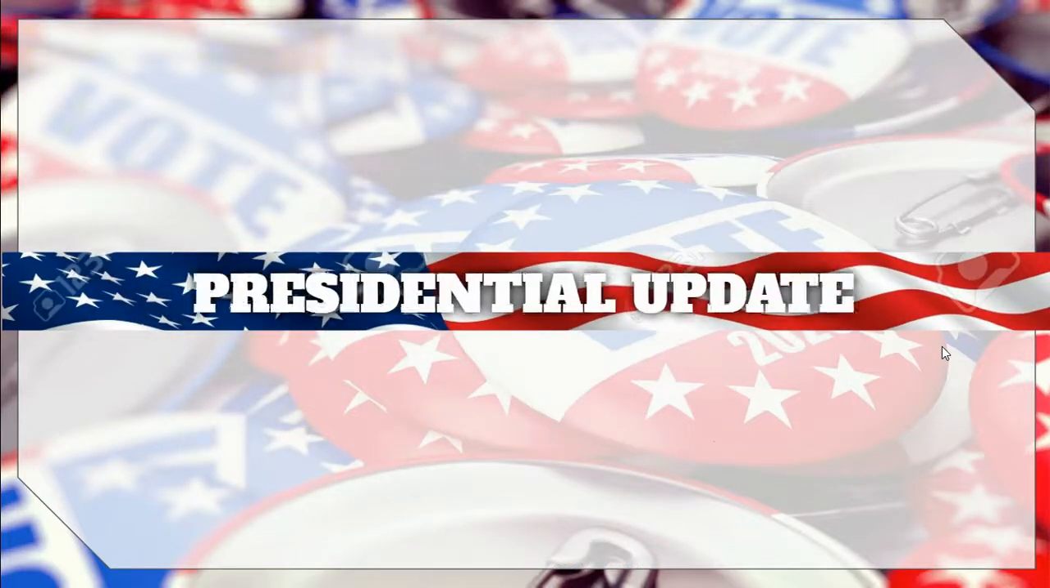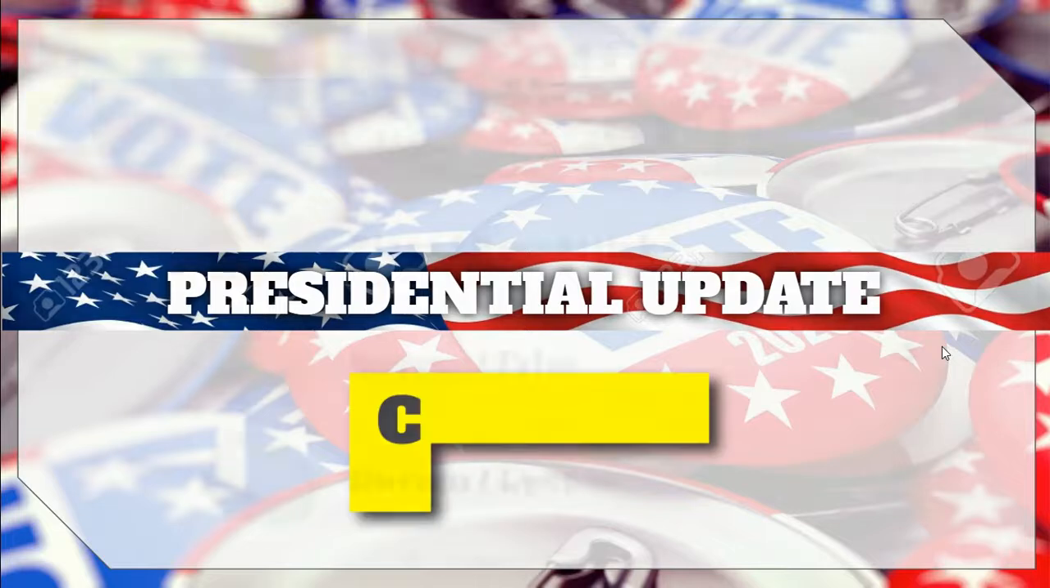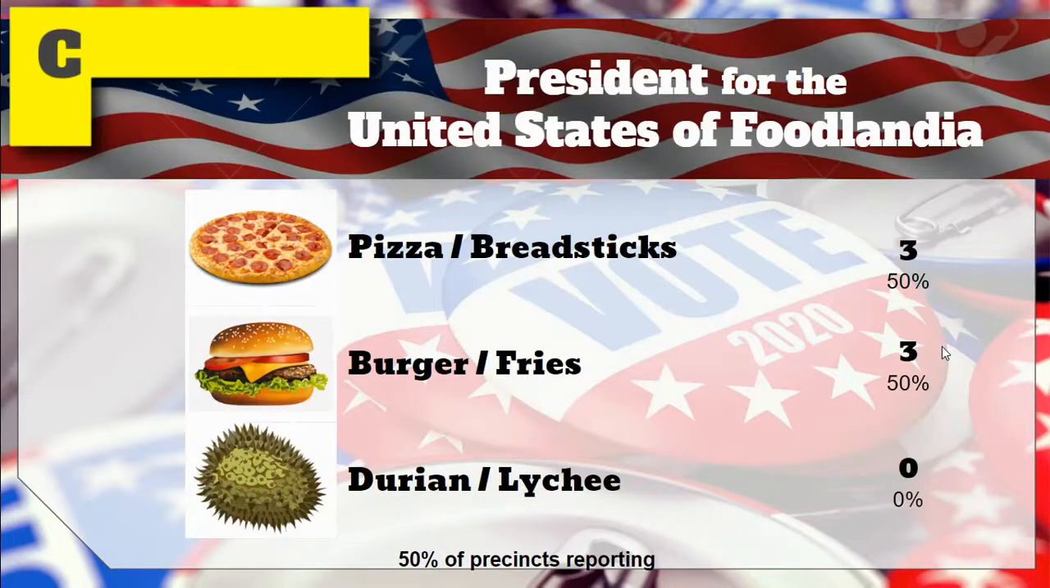We also have a presidential update, also from the state of C as well. And wow, this one is not matching the state representative vote totals at all. Currently, pizza breadsticks and burger fries all tied up at 50%. That's with 50% of precincts reporting in the state of C.